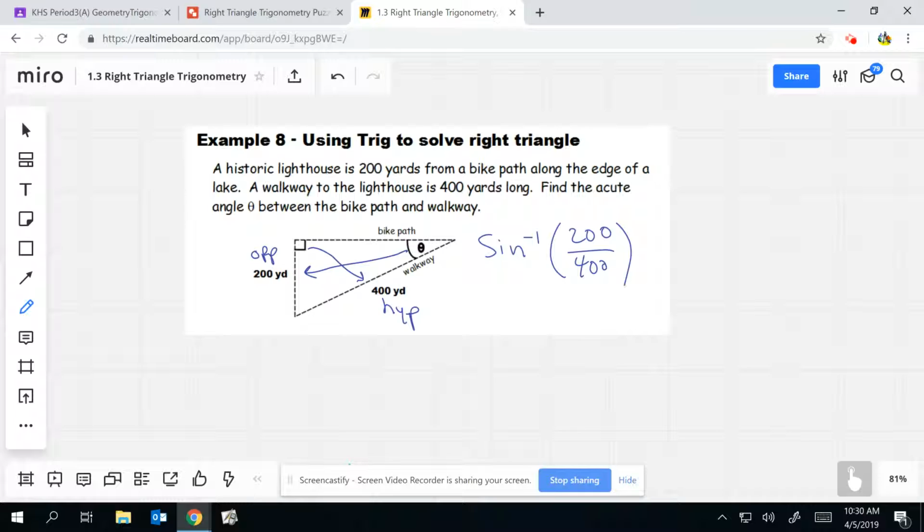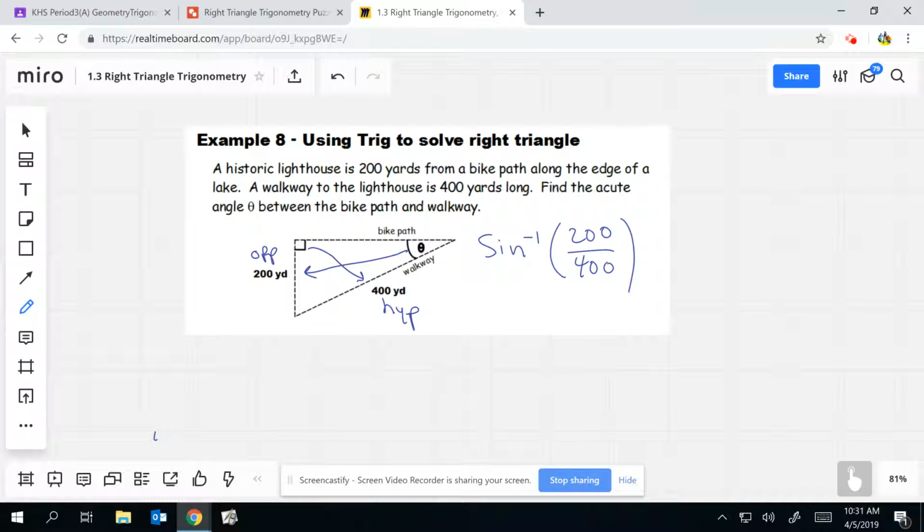Now, could I put that in as 1/2? Would that reduce to a half? You know what sine of a half is on our unit circle? We look at the unit circle. If you go down the sine column, you'll come to a half right away. 30 degrees. You put that in your calculator. You could put it in with a half. You could put it in with 200 over 400.